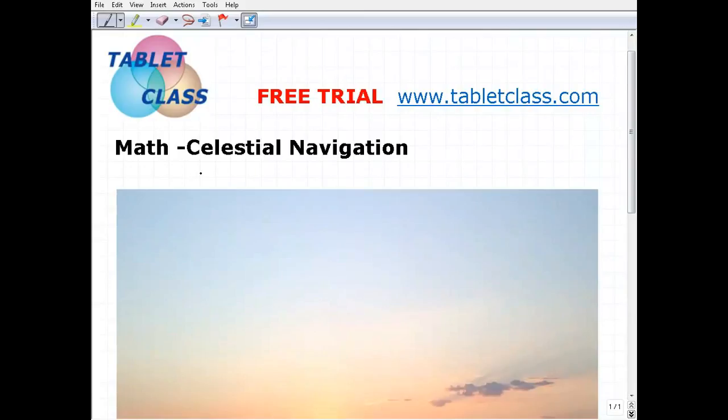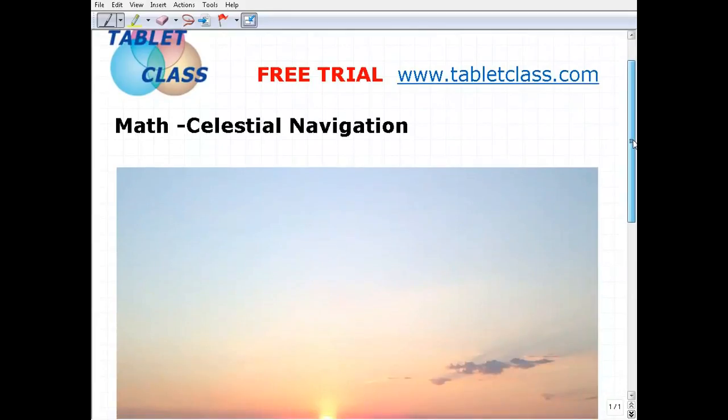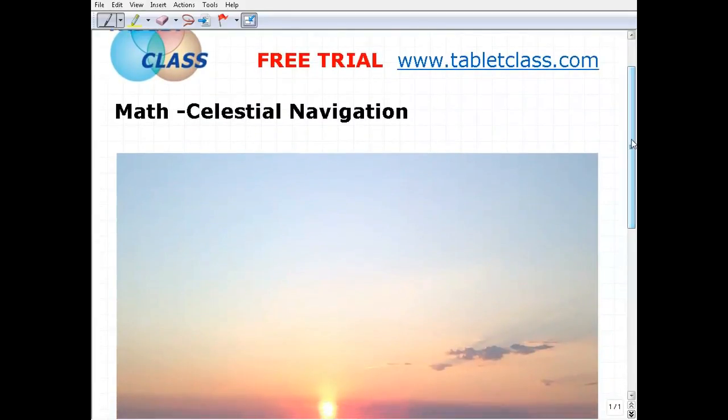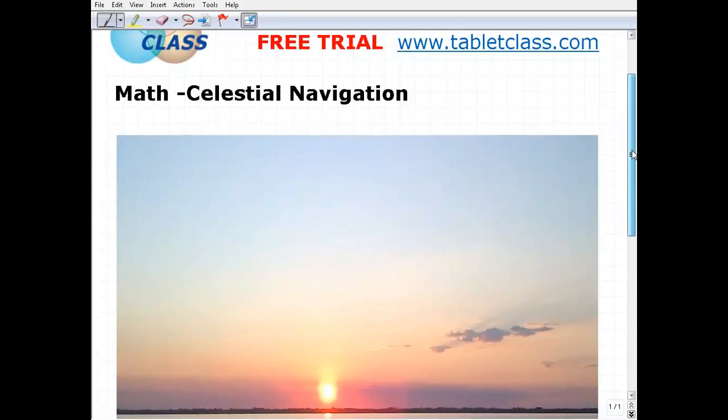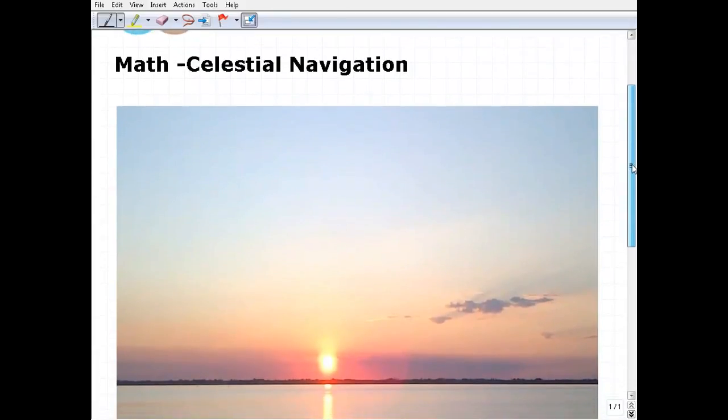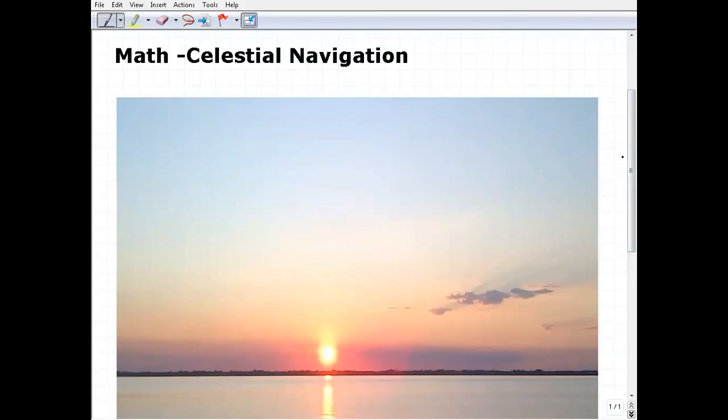Specifically, celestial navigation is navigating or finding our position on Earth by using primarily the stars, but you can use the sun and the moon. It's actually a pretty involved skill, and it involves a good amount of math, trigonometry specifically. What I want to do here is give you a basic idea of celestial navigation and how navigators are able to find themselves on Earth.